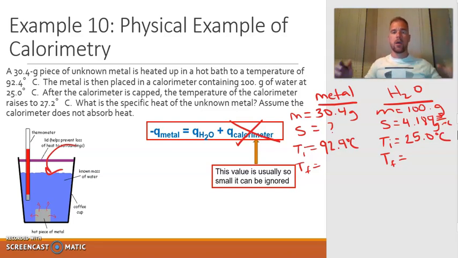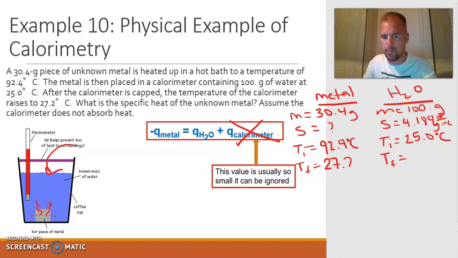Well, here's the thing. We are told that the calorimeter, once it's capped, reaches a temperature of 27.2. That's the max temperature of the calorimeter. So is the 27.2 degrees Celsius the final temperature for the water, or for the metal? It's both, right? Because they've reached thermal equilibrium. The metal is going to keep releasing energy until the water and the metal become the same temperature. Once they're the same temperature, there's no longer a hot object and a cold object, so there's no transfer of thermal energy. So the final temperature is actually the same for both.